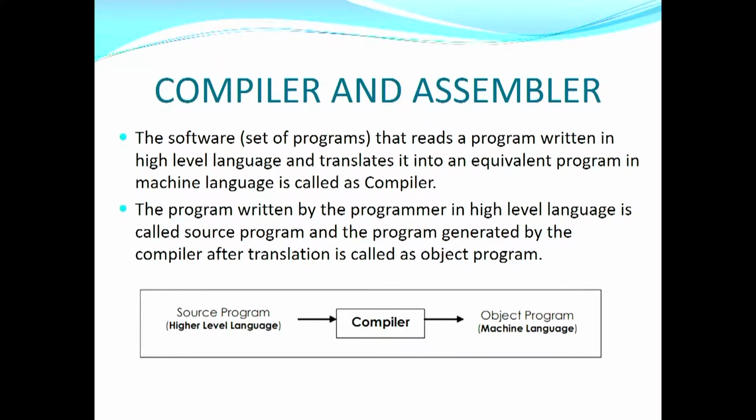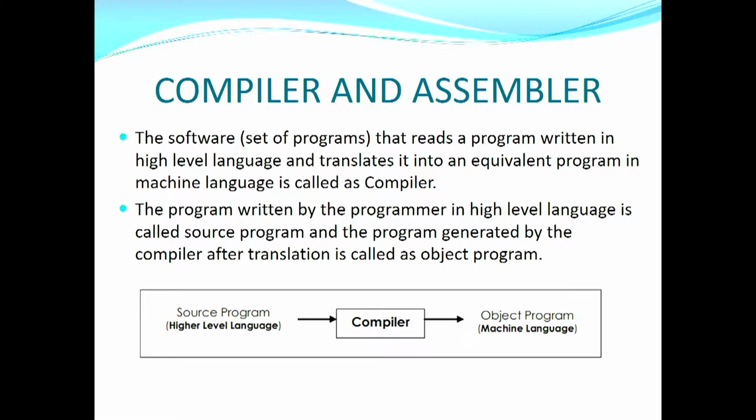Now we are going to talk about compiler and assembler. We have a source program and then an object program. The source program is the program which is written in a high level language. We need a compiler to translate the high level language into a machine language. The high level language code is known as the source program, and the program translated by the compiler into machine language is an object program.